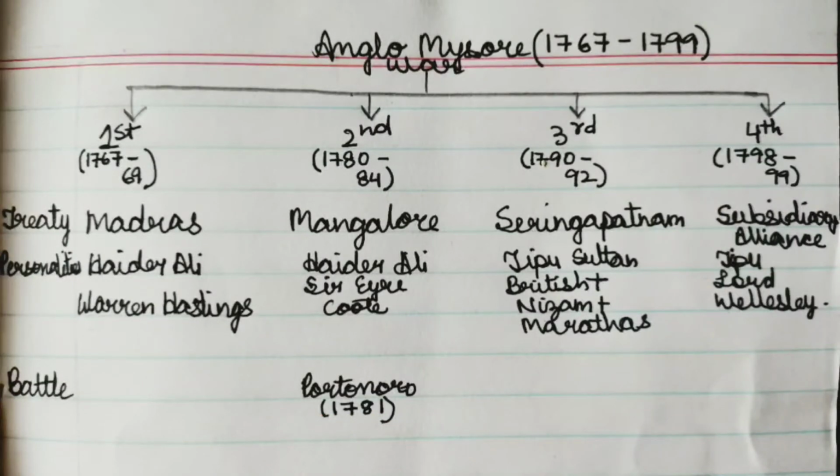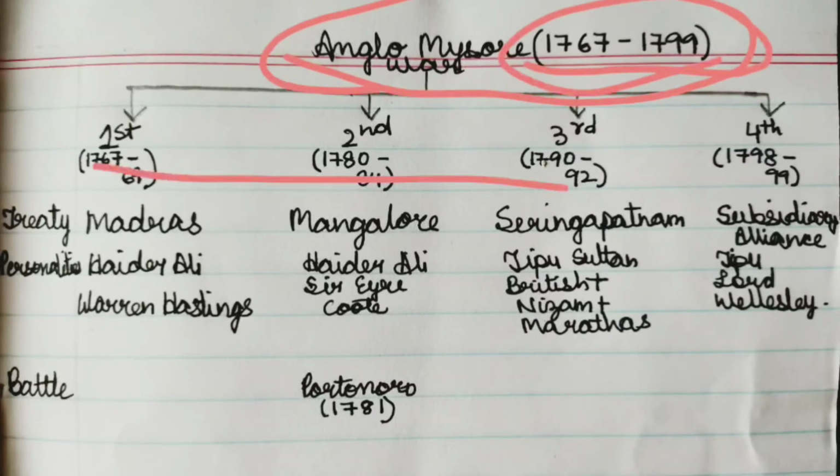This is Anglo Mysore Wars. The whole of the Anglo Mysore Wars subsumed in 1767 to 1799, and all the four Anglo Mysore Wars would be completed by then. So it's a very small topic. Let's quickly go through this.